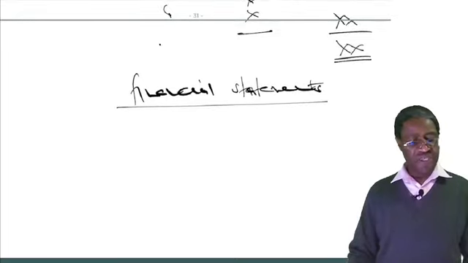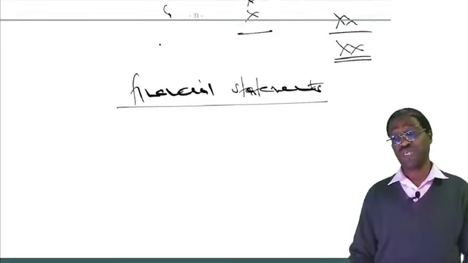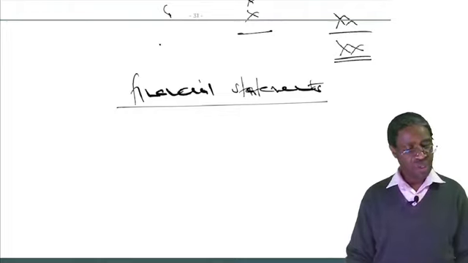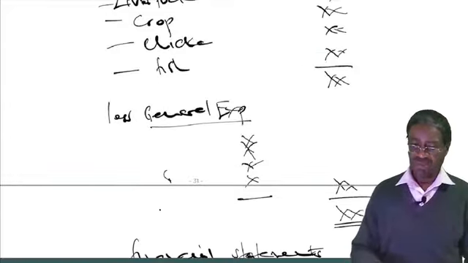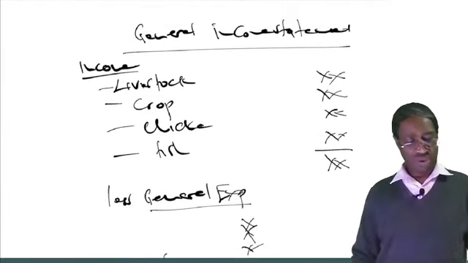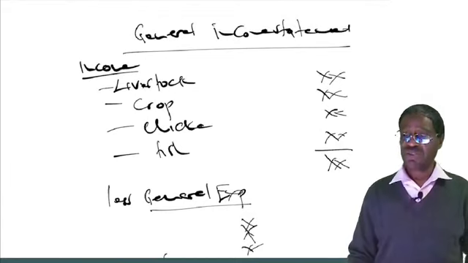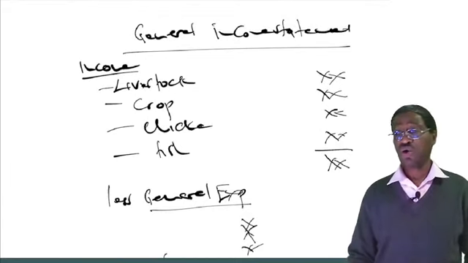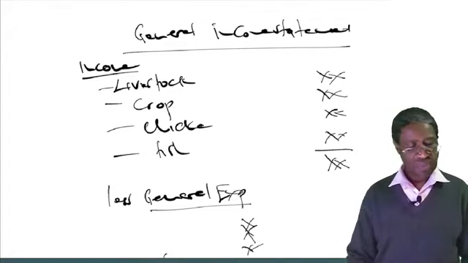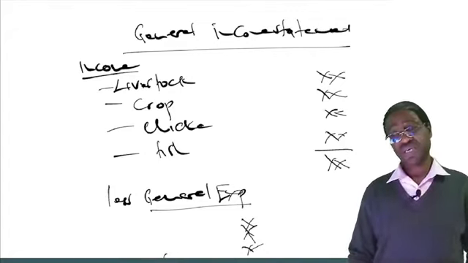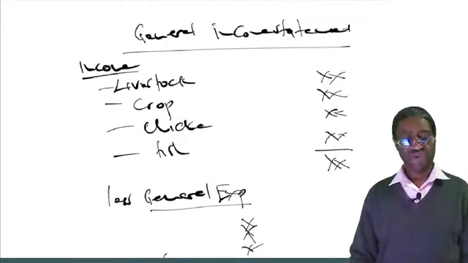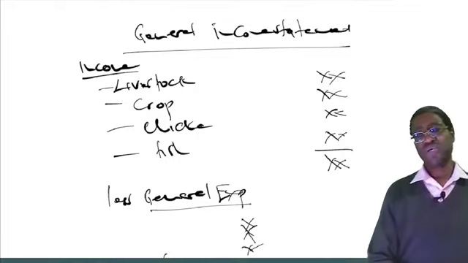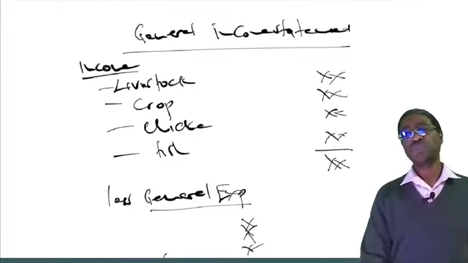The farming activities should be classified into the following categories. One, livestock rearing. Number two, crop farming. Number three, chicken rearing. Number four, fish farming.